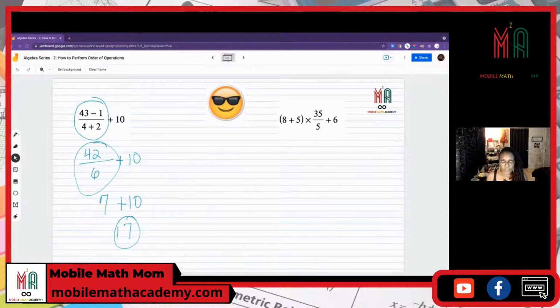We have parentheses, multiplication, division, addition. We got a whole lot of stuff going on. 8 plus 5 is 13 times, what's 35 divided by 5? We do that because that's a grouping symbol, right? 7 plus 6, right? All right, what's 13 times 7, 1, 2.